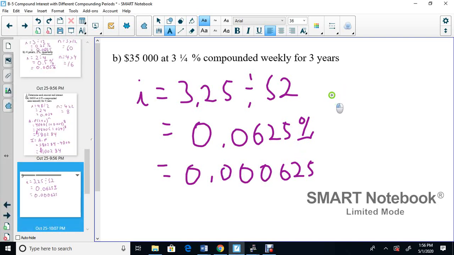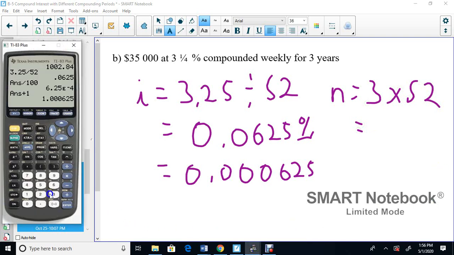Now, N is 3 times 52. Okay, let's go to our calculator here. 3 times 52.